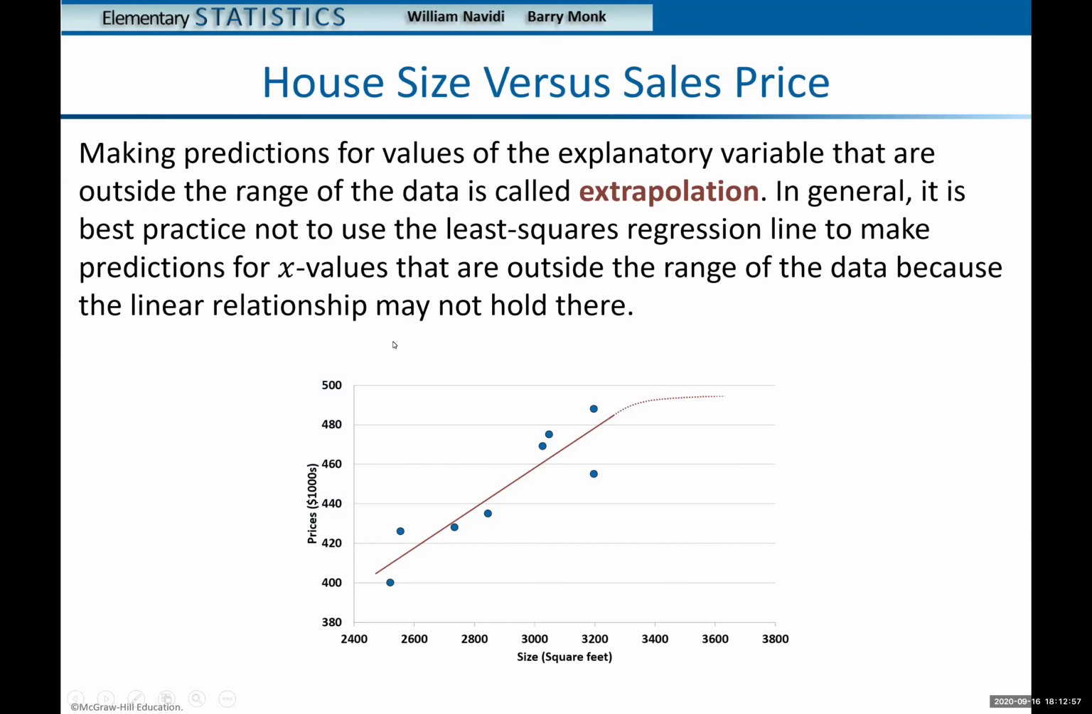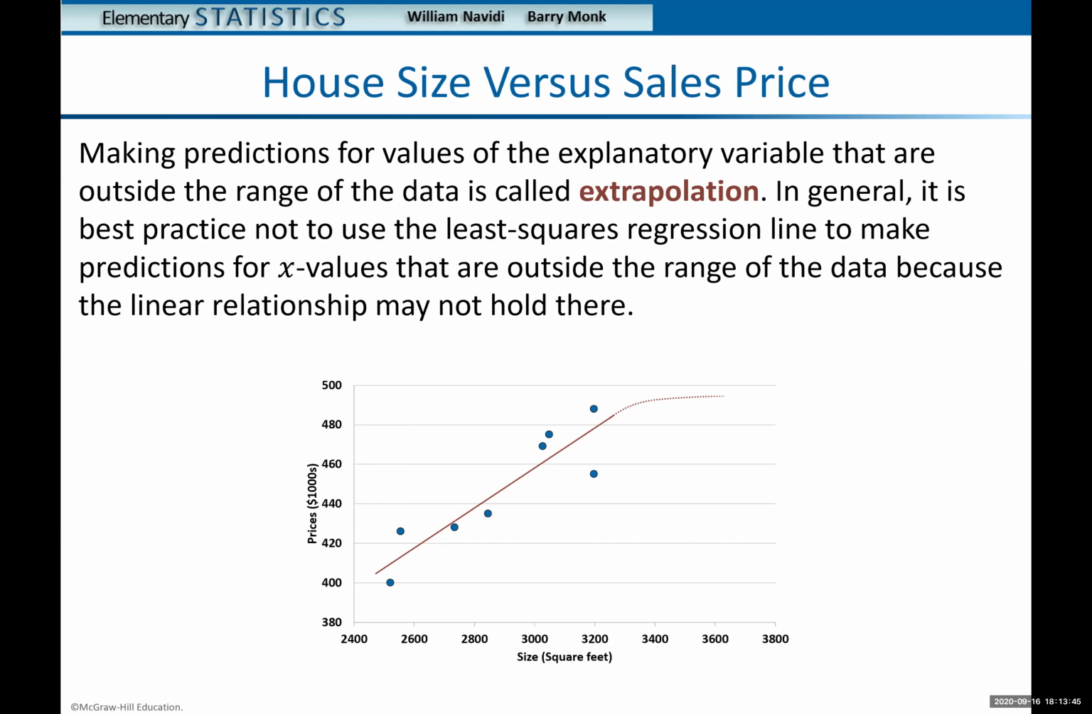So objective one, understand the importance of avoiding extrapolation. Remember our example last time, we used the size of the houses versus the sales price, and we got these points and also the equation of the line. Making predictions for values of the explanatory variable that are outside the range of the data is what you call extrapolation. So copy that. In general, it is best practice not to use the least squares regression line to make predictions for X values that are outside the range of your data, because the linear relationship may not hold there.